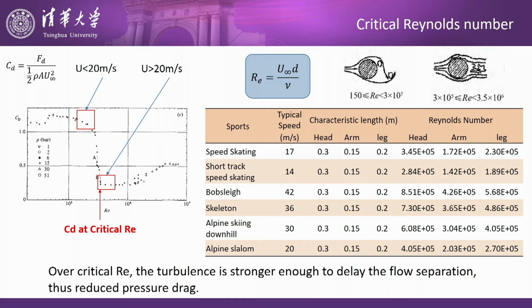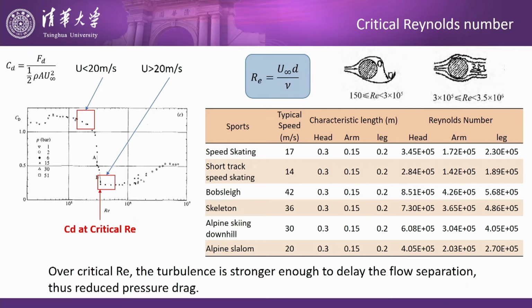When a flow leaves the solid surface, we call it separation. The flow separation is delayed, so the low pressure area is smaller. That's why the CD dropped suddenly. But it will go back up again, but already smaller than before. So this is the critical Reynolds number. That's what we are looking for in the drag reduction.